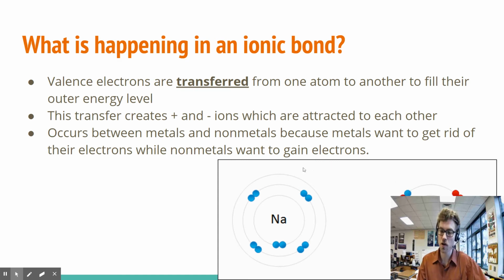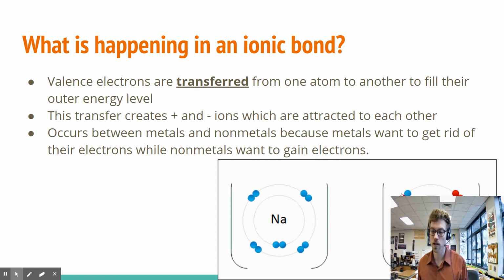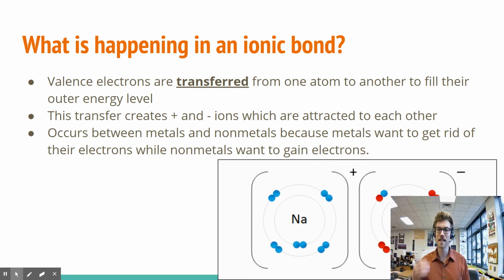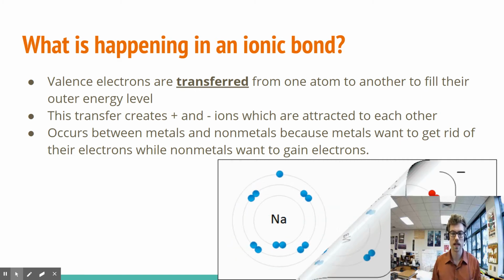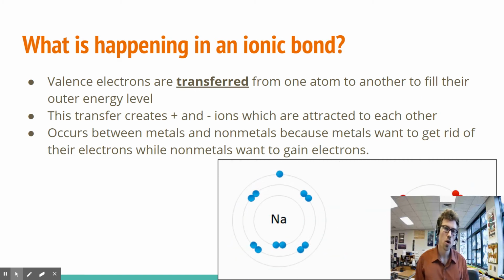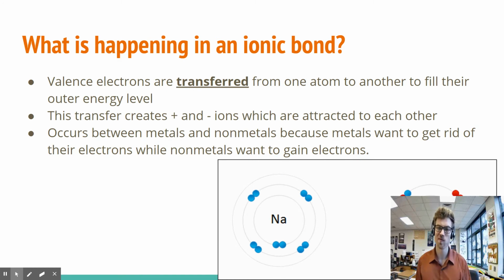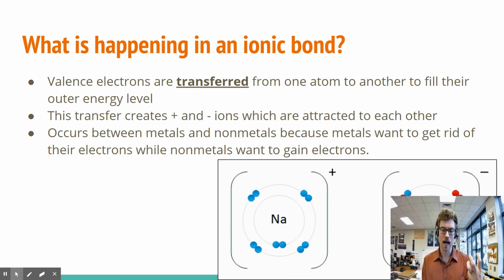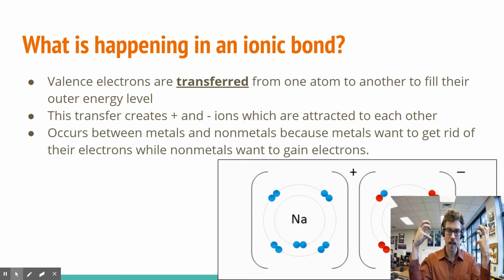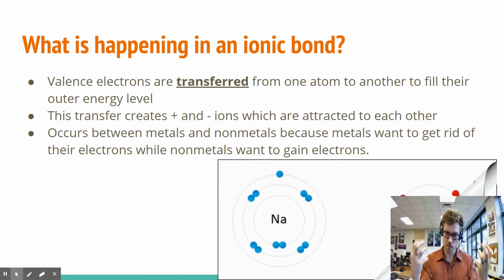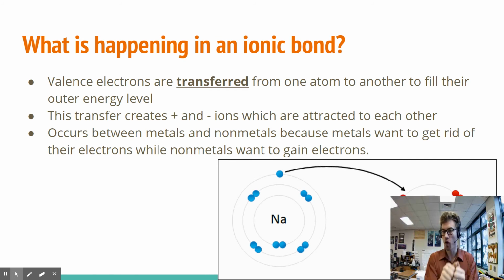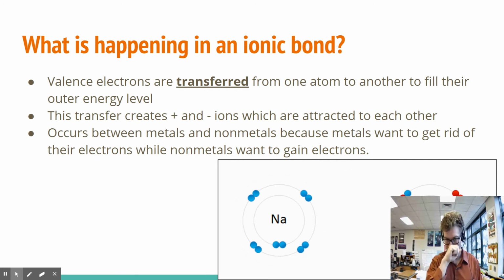So in this example down here, sodium is passing one electron to fluorine. When it gets rid of that electron, it becomes positively charged. When the fluorine accepts the electron, it becomes negatively charged. So we have a positive ion and a negative ion, and because they're opposites, remember that opposite charges attract, they're going to be forming that ionic bond with each other.